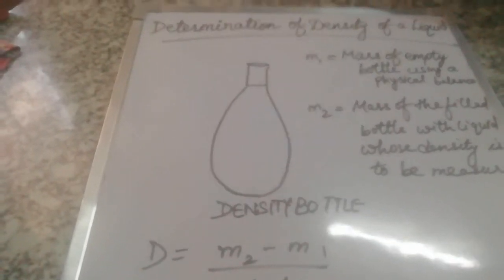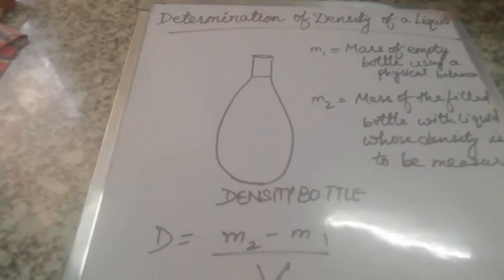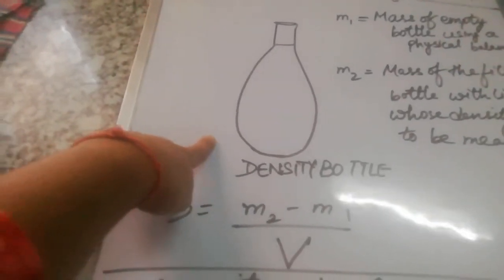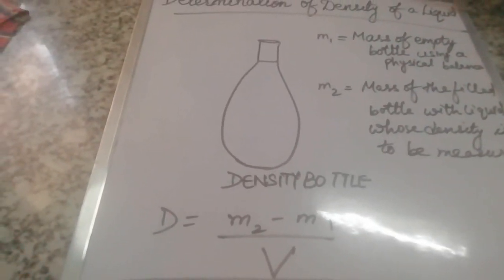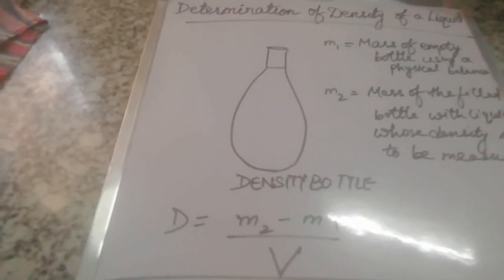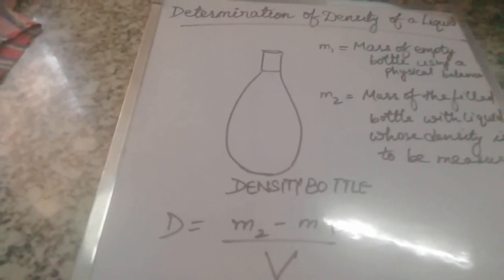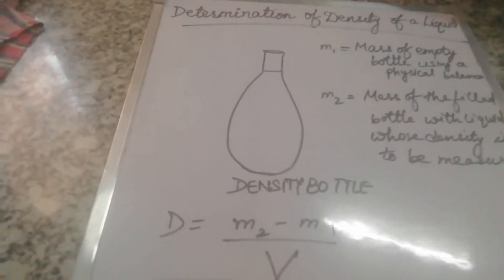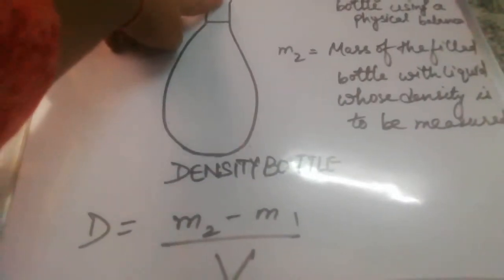To determine the density of a liquid, we should take the help of the density bottle. This is the density bottle as I have drawn on the board. This is given in the book here. What is the density bottle? The density bottle is a very small, thin-walled glass bottle with a stopper having a fine hole. This is having a stopper. It has a very small hole here.